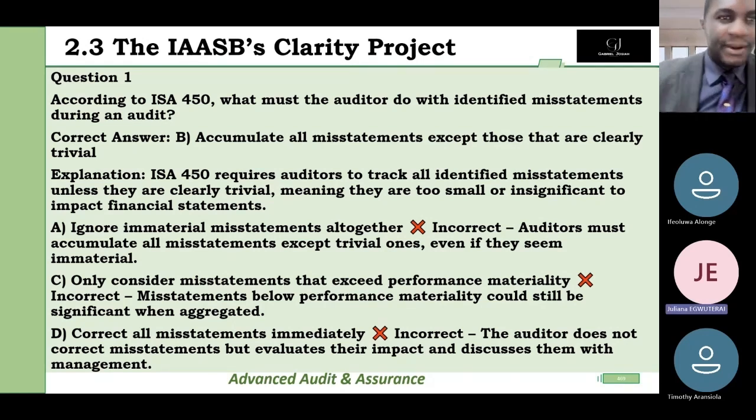Okay, so number 1, they got it too. According to ISA 450, what must an auditor do to identify misstatements during an audit? Okay, wow. The confidence is so high today. It's like you guys came prepared. That's good. All right. So the answer is B: accumulate all misstatements except those that are clearly trivial. So ISA 450 requires auditors to track all identified misstatements unless they are clearly trivial, meaning they are too small or insignificant to impact financial statements. All right, exactly. Good one.